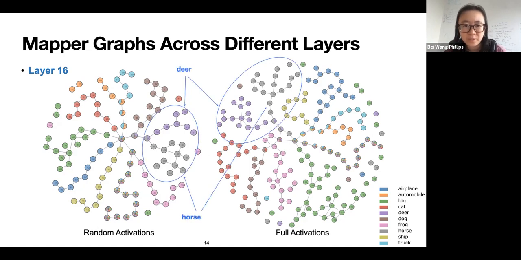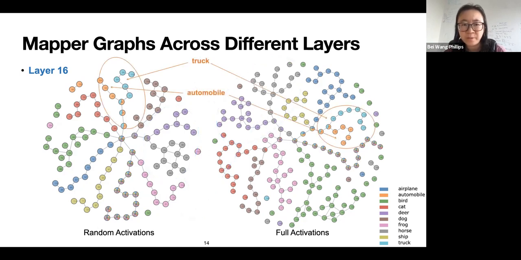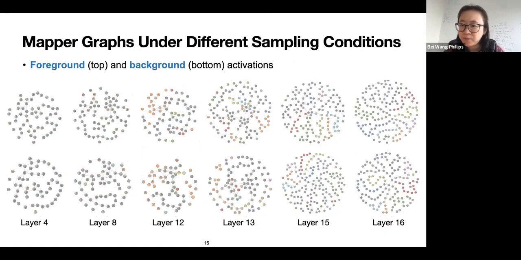So again, you see deer, horse, automobile and truck. As I mentioned, automobile and truck, next to it, are the two other transportation branches in the full activation space. All right, so this is what you see in foreground and background activation, as I described before. Again, if you just look at layer 16, the general trend is that as you go deeper, the bifurcation structure looks much clearer, right? Because the model is improving.